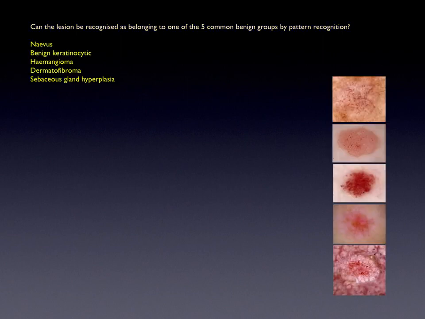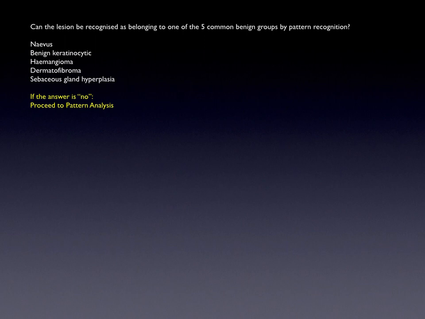The first step in diagnosing a lesion of concern is seeing if the lesion can be recognised as belonging to one of the five common benign groups by pattern recognition. These groups are, firstly, nevus. Secondly, benign keratinocytic. Third, hemangioma. Fourth, dermatofibroma. And fifth, sebaceous gland hyperplasia. And these lesions make up the vast majority of the lesions, both pigmented and non-pigmented, that we will encounter every day.